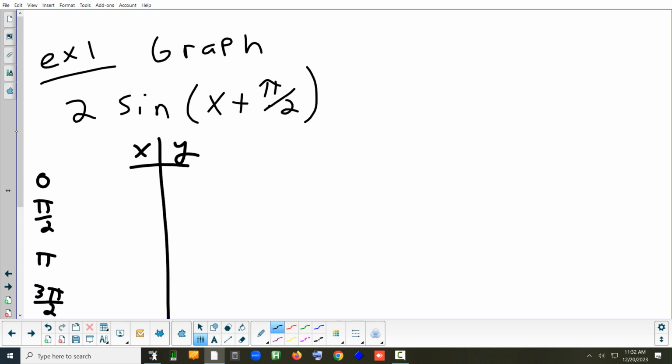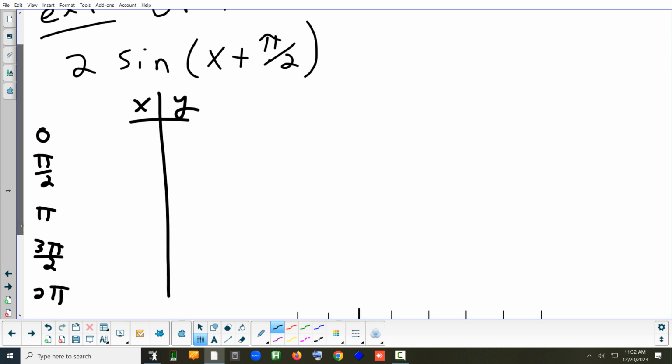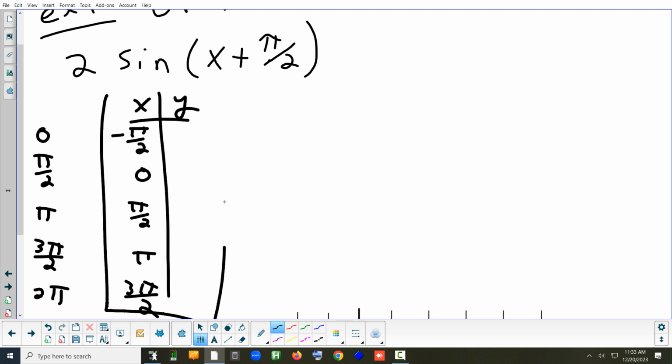So what do we do to all the original x's? Minus pi over 2. Okay, so we're going to minus pi over 2. I'm going to assume people are okay with the numbers I just wrote down. And now let's put the original y's. Okay, I'll put those on the outside.